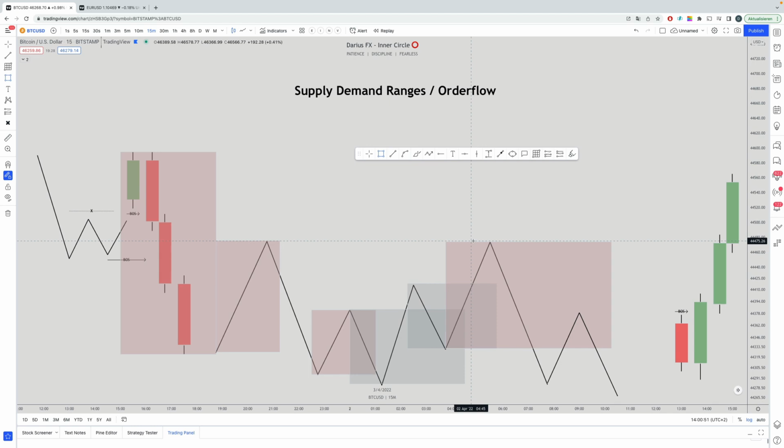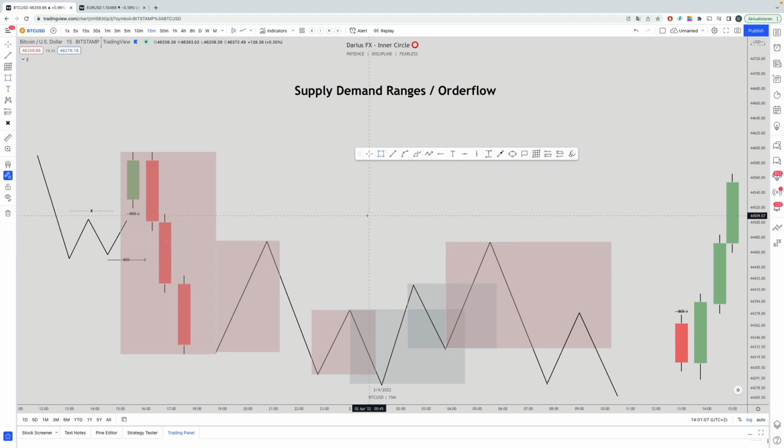Especially if you see something which is an unmitigated range, price could always come and return to it. Of course, if a long time has passed since then, of course not, so you need to also follow the overall structure and so on.